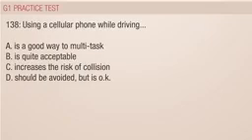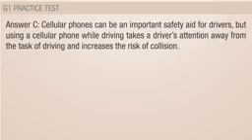Question 138. Using a cellular phone while driving. A. Is a good way to multitask. B. Is quite acceptable. C. Increases the risk of collision. D. Should be avoided, but is okay. Answer C. Cellular phones can be an important safety aid for drivers, but using a cellular phone while driving takes a driver's attention away from the task of driving and increases the risk of collision.